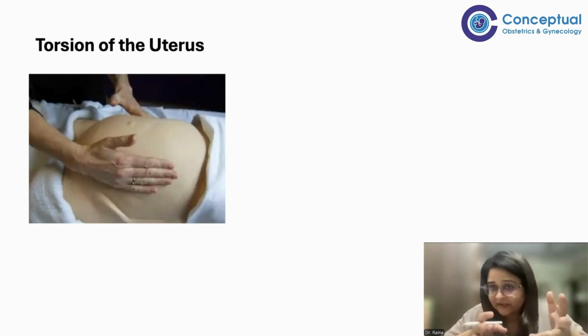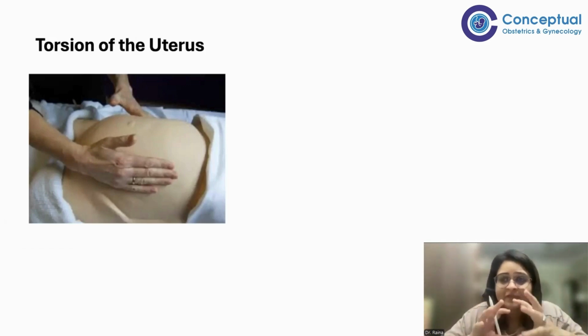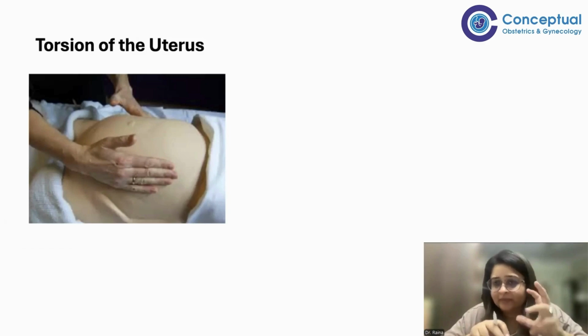Now, this is very rare. You hardly ever see it, but it's usually associated with a Müllerian anomaly, because otherwise the uterus is a very fixed structure. It is very unlikely to undergo torsion, but rarely it does. And this can present as an acute abdomen in pregnancy.